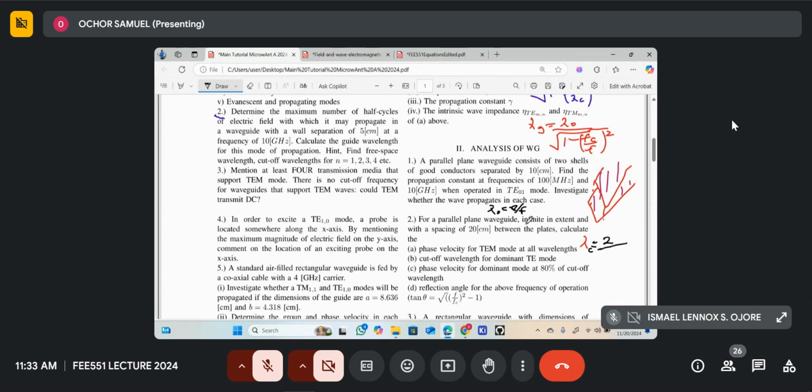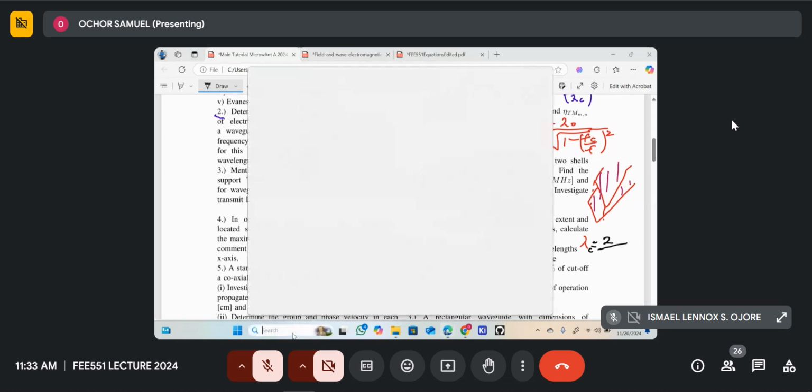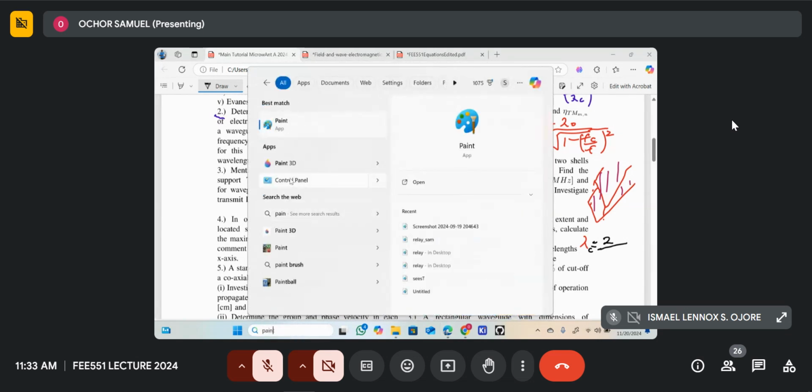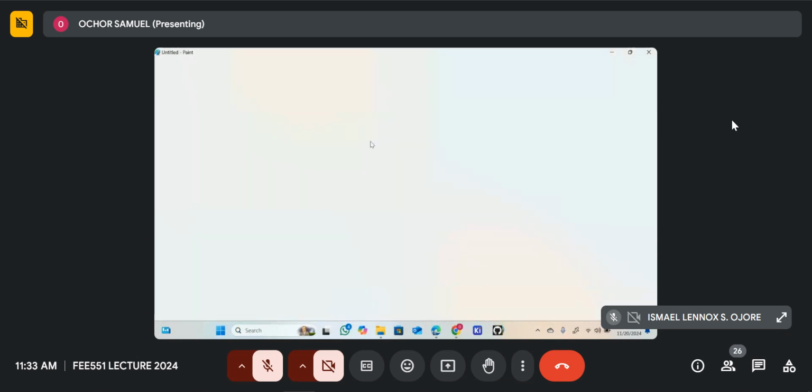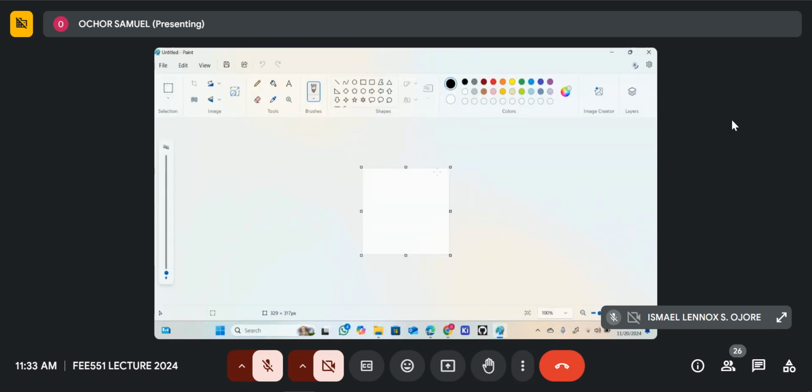And then we find the cutoff wavelengths for the different modes of operation. The modes will be denoted by n, where n is an integer from 1, 2, 3 going onwards. From our formula, lambda c equals 2b over n.